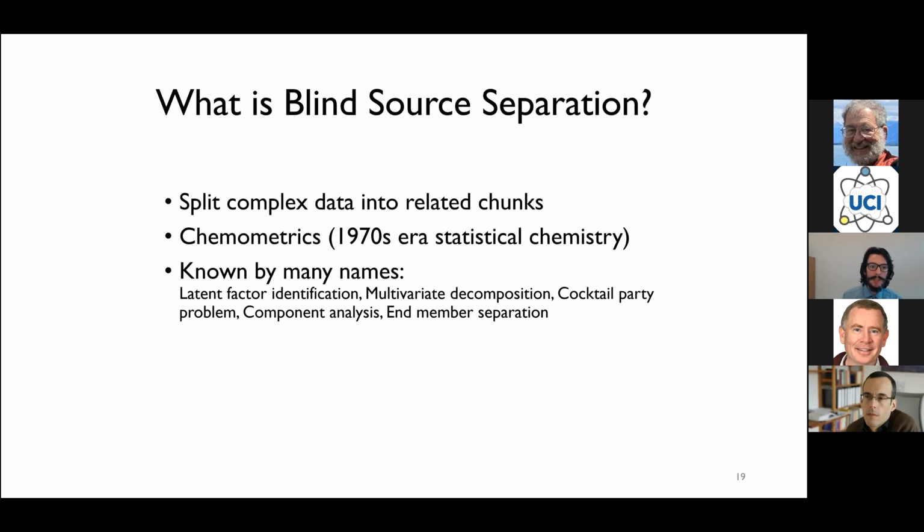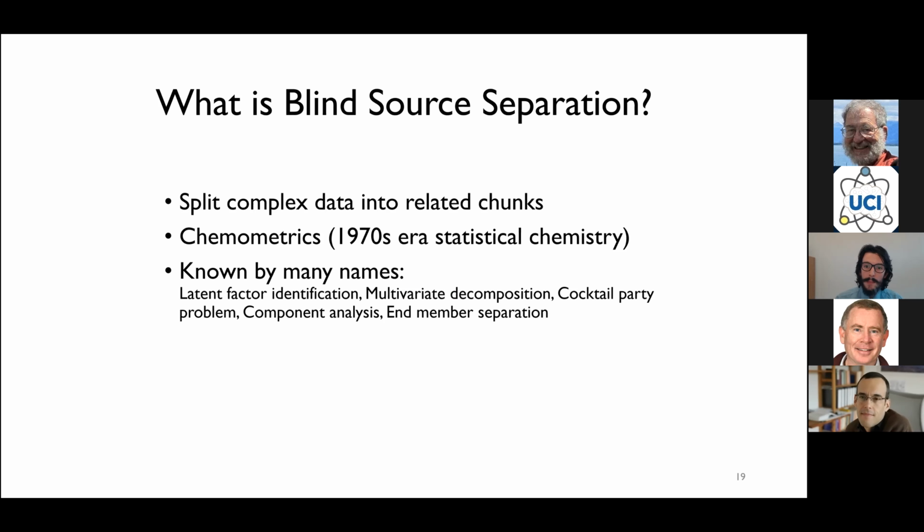So what is blind source separation? Essentially, it splits complex data into smaller chunks. It actually, amusingly, is maybe what you could call the start of machine learning. It comes from a field called chemometrics, which has basically died out by this point in time, but was started in about the 1970s and contained the very early statistical chemistry approaches on spectra and different compounds.